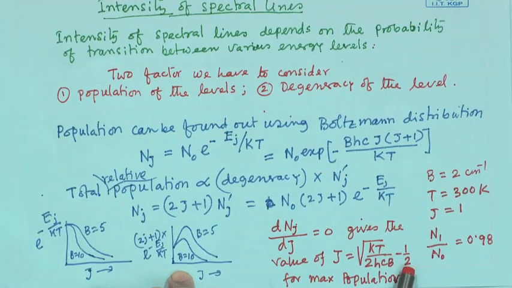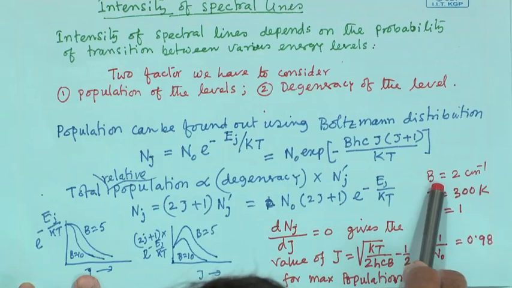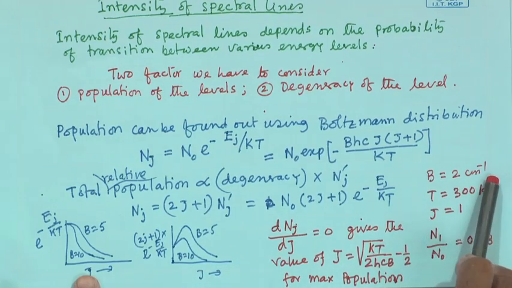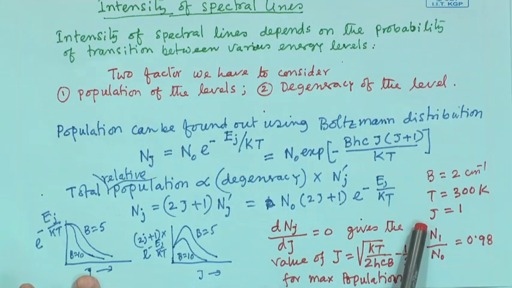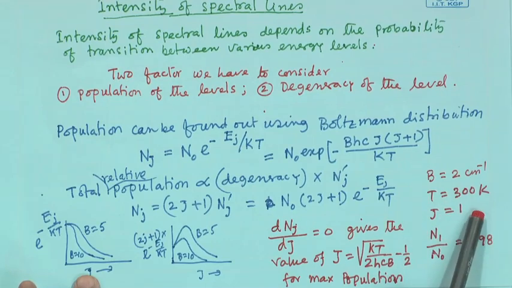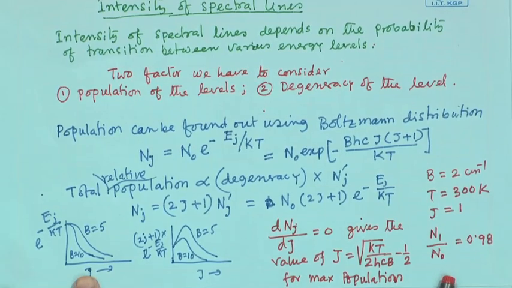So one can find this out easily. But if you take one B value, say B equal to 2 centimeter inverse, at room temperature, what is the population at j equal to 1? The ratio N1 by N0, where N0 is the population at 0 temperature, when all the rotating molecules will be at the j equal to 0 energy level.